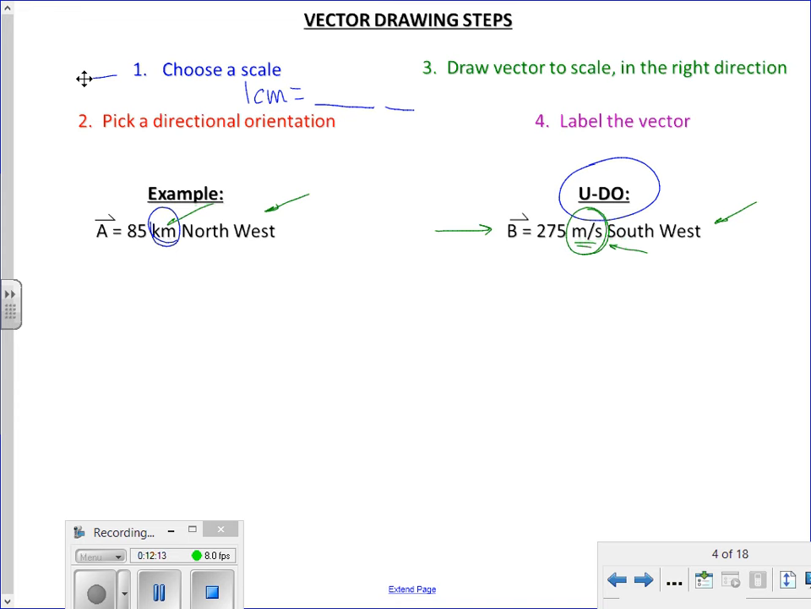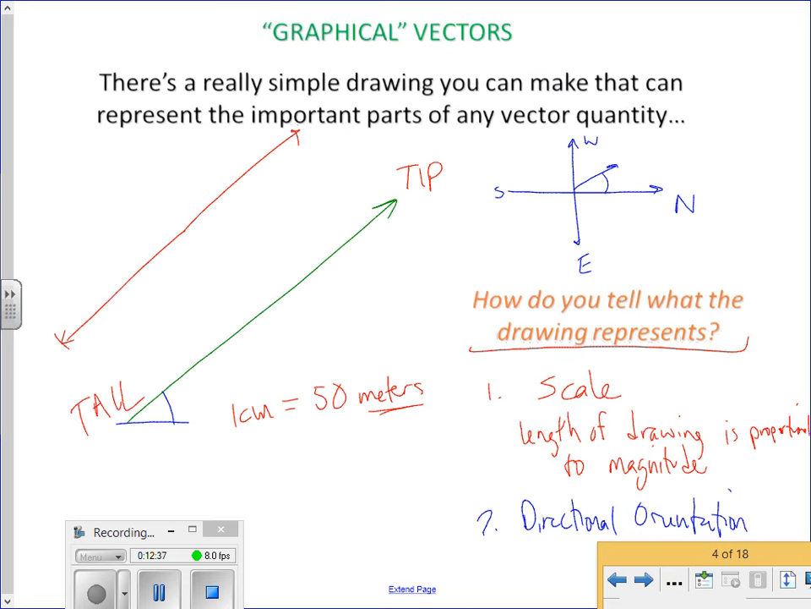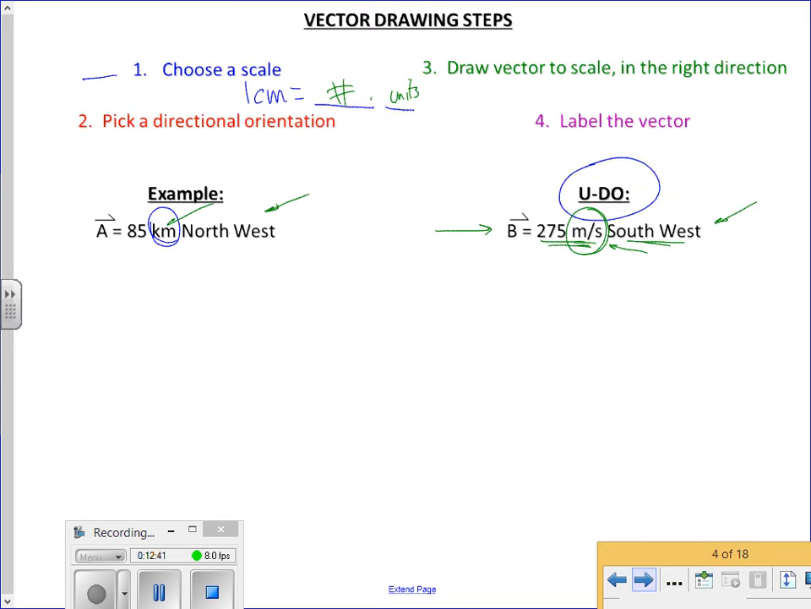So there's nothing wrong with saying, well, this is how fast and in what direction. Nothing wrong with saying that. So I want you to do this. Choose a scale. Now here is a number. So 1 centimeter equals some number of, and in here goes units. Right? Like here I did some number of units. So come up with a scale for each of these that makes sense.